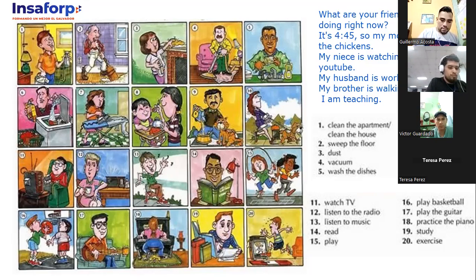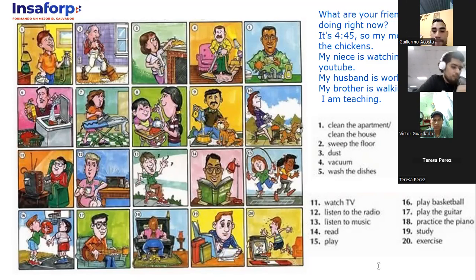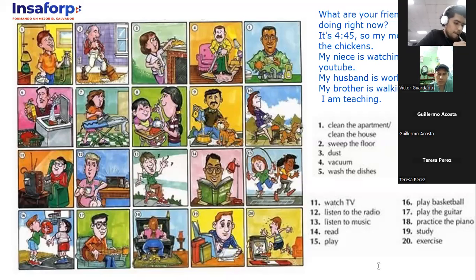My mother is cooking. My daughter is sleeping. Sería Rafael. My daughter is sleeping. I am watching TV. I am, el verbo to be. I am watching TV. My dog is barking. El verbo to be, el ing en el verbo. My grandmother is going on a trip. Oh, that's great.